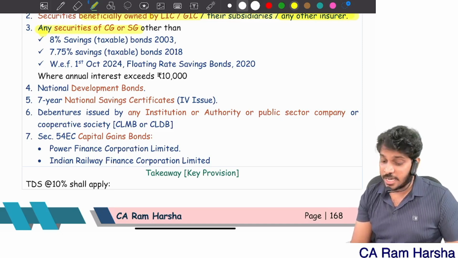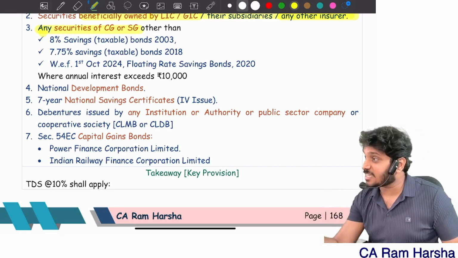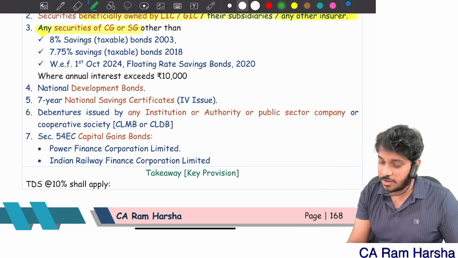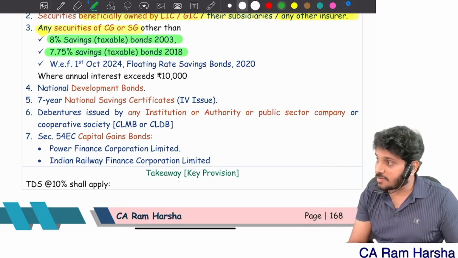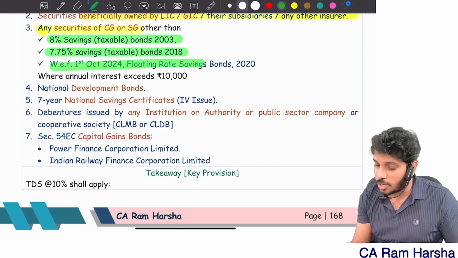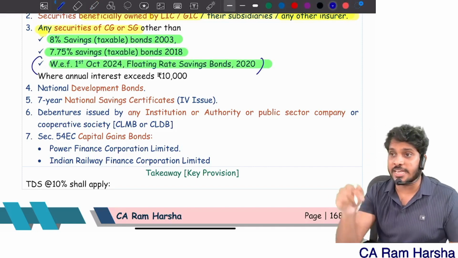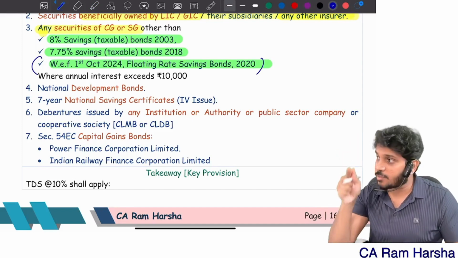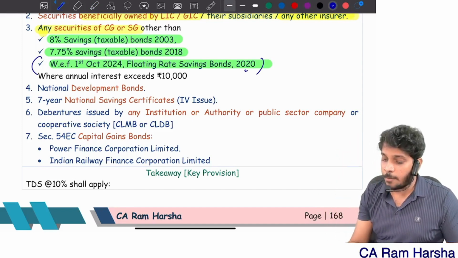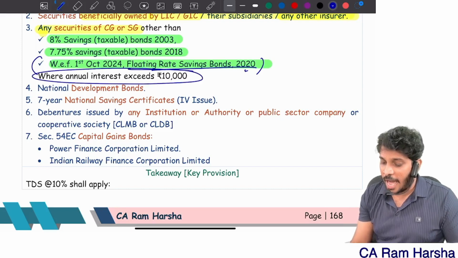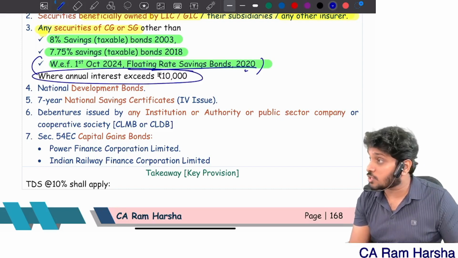Interest on securities of government is straight away exempt. However, 8% saving bonds, 7.75% taxable saving bonds, and floating rate saving bonds are different. This is newly added as an amendment in the recent Finance Act. For the first time, it is applicable for May 25 exams only. On floating rate savings bonds, if annual interest is more than 10,000 only, then TDS applies.